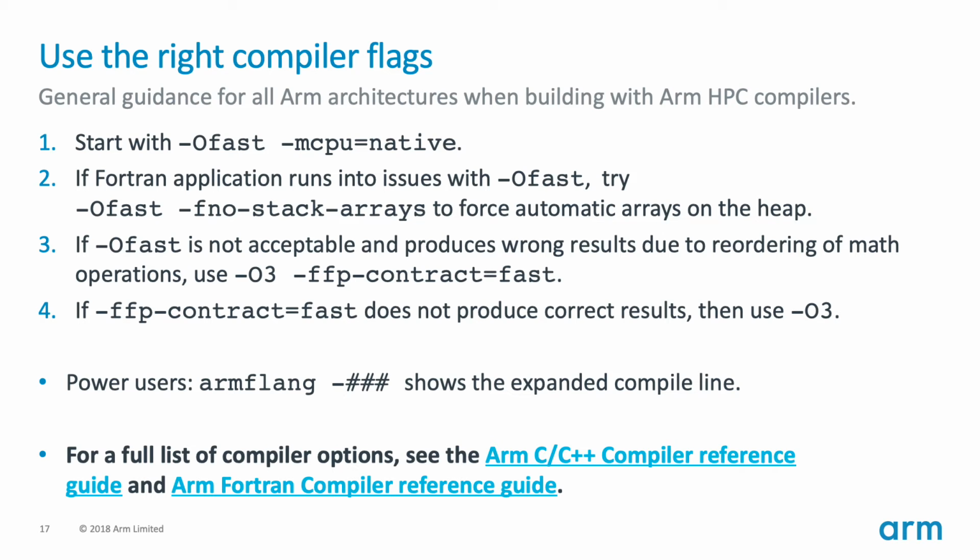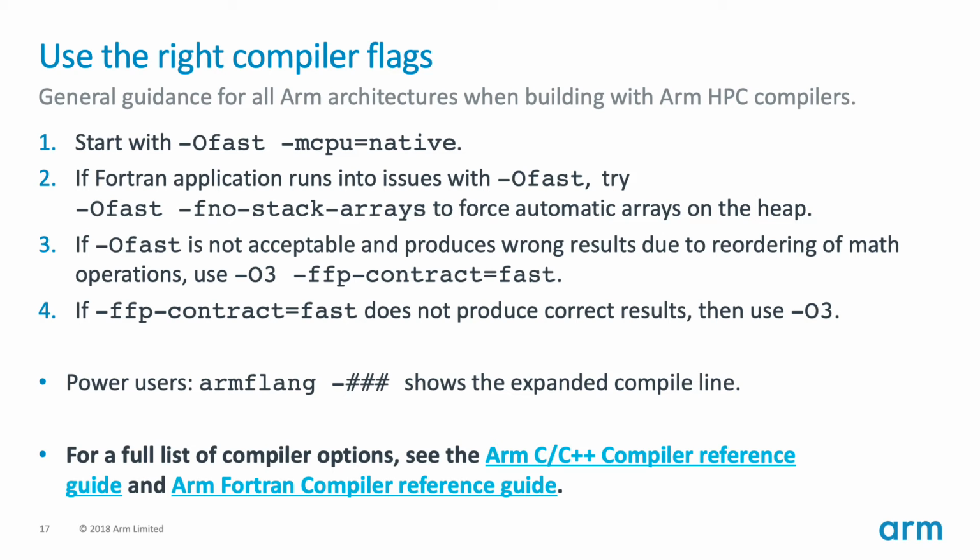Now, if Fortran runs into some issues, you might want to try the -fno-stack-arrays option to force automatic arrays onto the heap. By default, -Ofast will put arrays on the stack for performance. And if your stack size is limited and your Fortran arrays are very large, you're going to segfault at runtime. So add -fno-stack-arrays if you start to run into these issues.